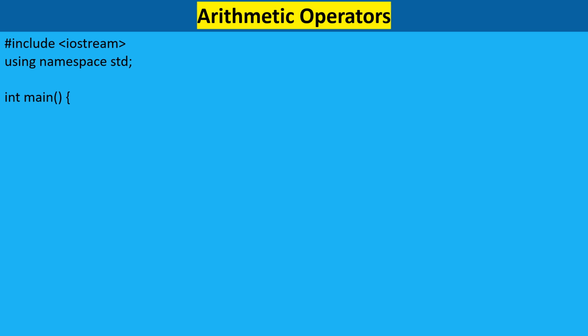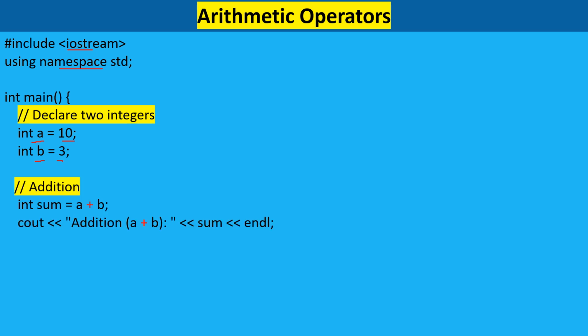Again, include iostream, and we know it's a preprocessor directive for cout and cin. Using namespace std avoids the std prefix, and int main is the entry point of the program, where all execution starts from. So we now declare two integers. Declare an integer variable a and initialize it to 10, and then perform addition of a and b, and the result is stored in the variable sum.